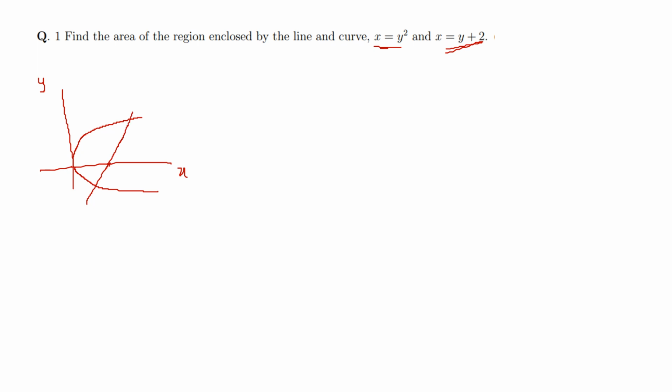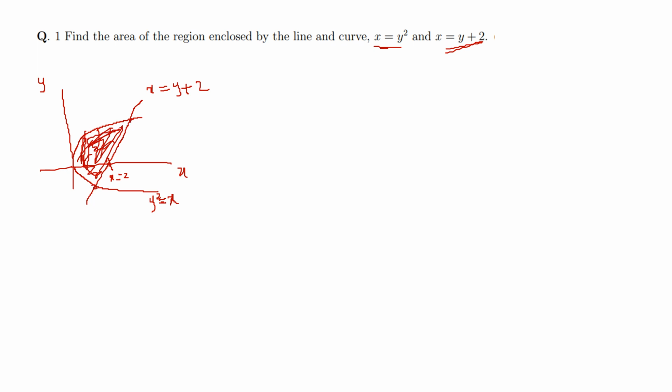and this line intersects the x-axis at x equals 2. This is the curve for x equals y square, and this is the line x equals y plus 2. We are interested in this region. We have to find the area of this bounded region.